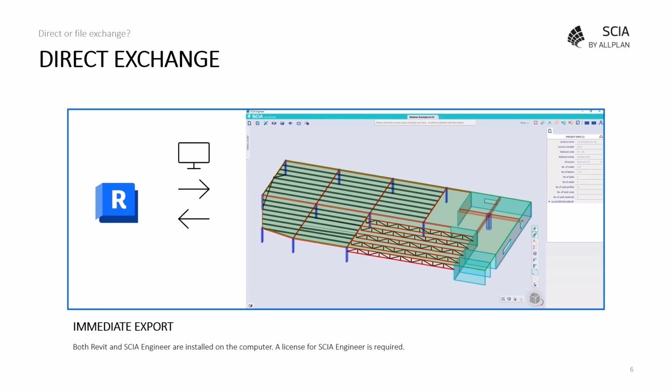If you don't have an active SCIA Engineer license, you will not be able to perform this export with the direct exchange. The other way around, it works similar. You have a project in SCIA Engineer, you open Revit, maybe even a new project into Revit, and you click on Import, and the plugin will automatically read the file that you have opened in SCIA Engineer. So in this case as well, a license is necessary to do so.